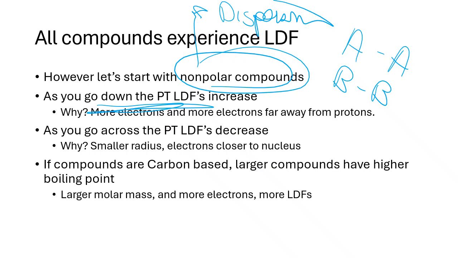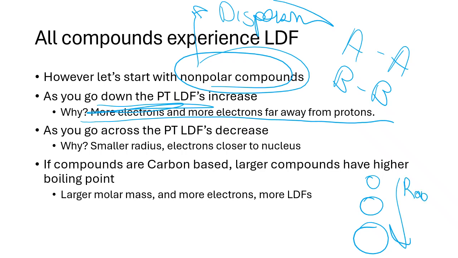And so as you go down the periodic table, dispersion forces increase because there's more electrons, and electrons are further away from the protons. So you know as we go down the periodic table, radius increases, and the amount of electrons increases because the amount of shells increase. But as you go down the periodic table, the radius increases, therefore the protons and electrons are further away from each other, and there's also more electrons for that moment of dipole to occur.